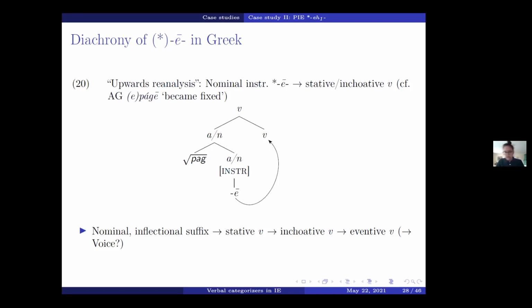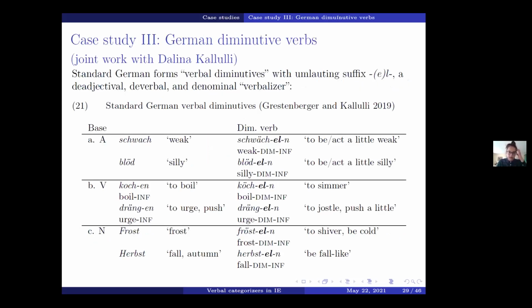Okay, and I think I have a couple of minutes to go into the third case study. This is based on joint work with Dalina Kaluli at the University of Vienna. This is a project where we have looked at standard German verbal diminutives with an umlauting suffix L that acts as a deadjectival, deverbal, and denominal verbalizer in modern standard German.